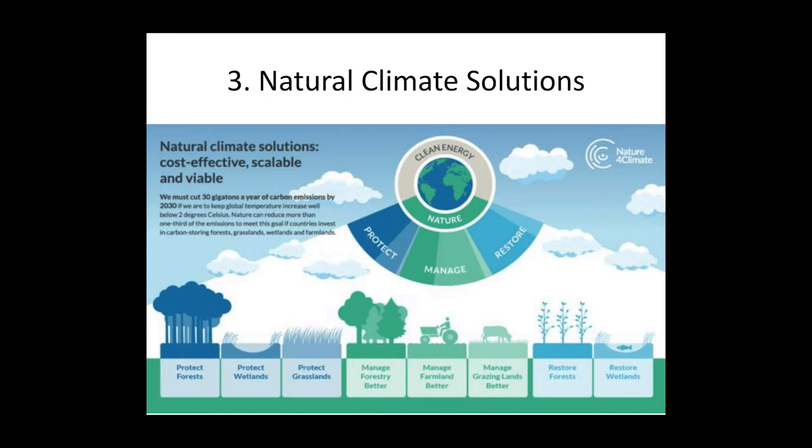So recently, this is an article in the Proceedings of the National Academy of Sciences, just a few years ago, on what are called natural climate solutions. This is really a rebranding of responses to climate change which have always been out there. If you look at this, protecting forest is obviously one of them, protecting wetland, protecting grasslands, but I want to get to this one, manage forestry better.